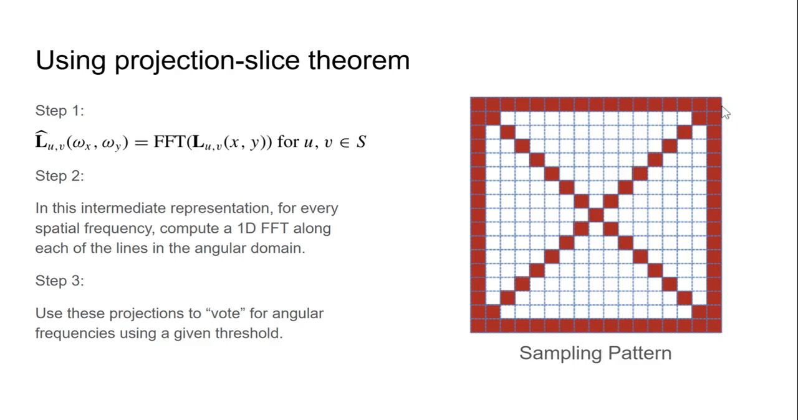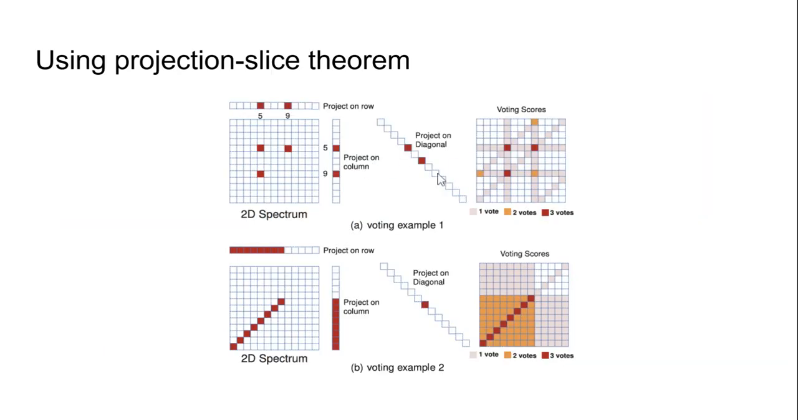And the first thing you do is to compute a 2D Fourier transform for each of these views along the spatial dimensions. And then you compute a 1D Fourier transform for every spatial frequency along each of these lines. And according to the projection slice theorem, those 1D Fourier transforms are the projections of your 2D angular spectrum, and you can use a voting scheme very similar to the Hough transform to recover the positions of the sparse angular frequencies.